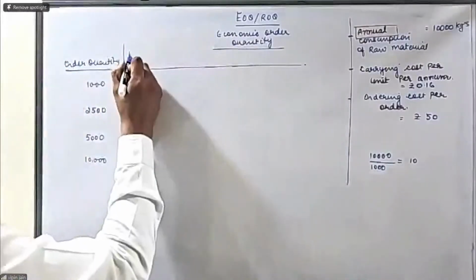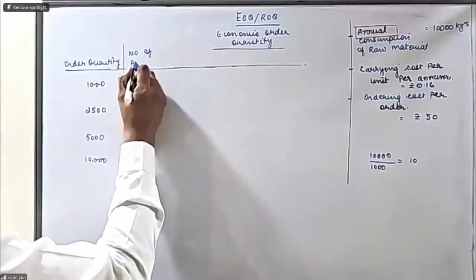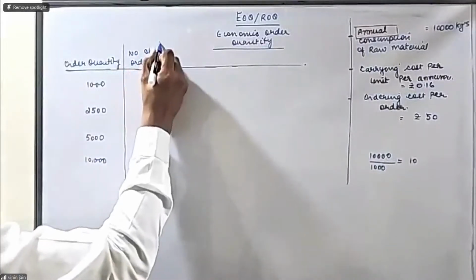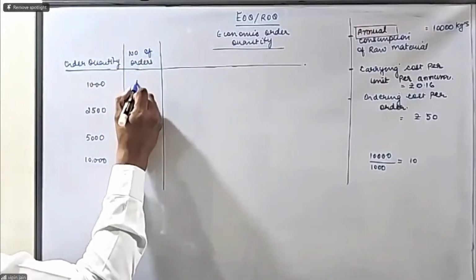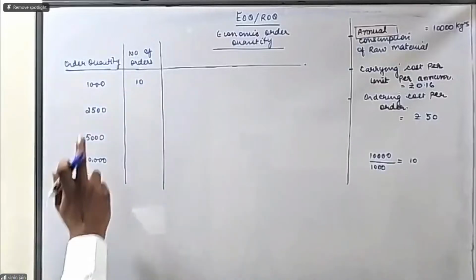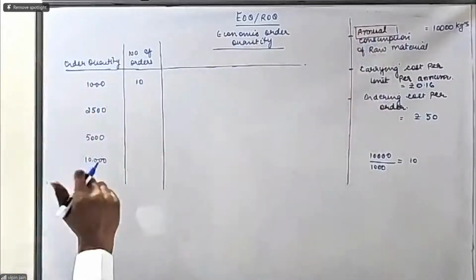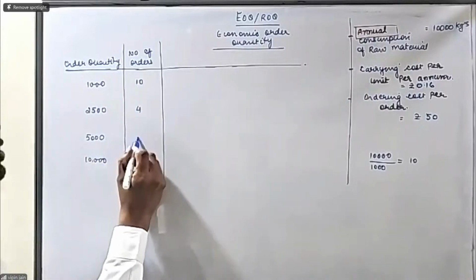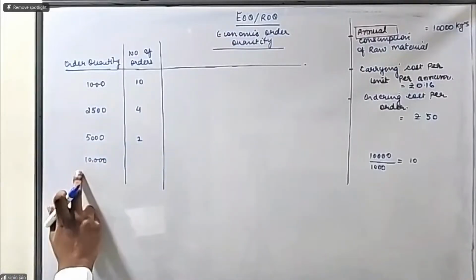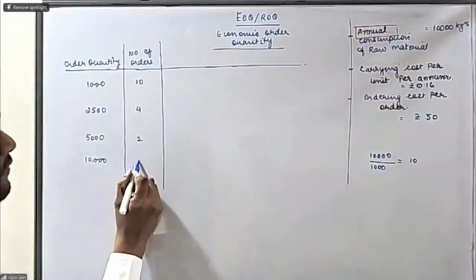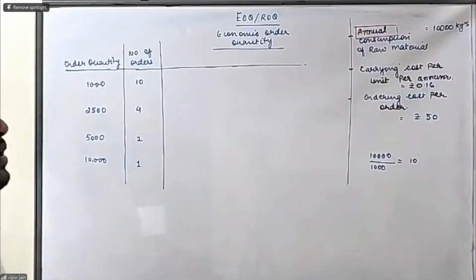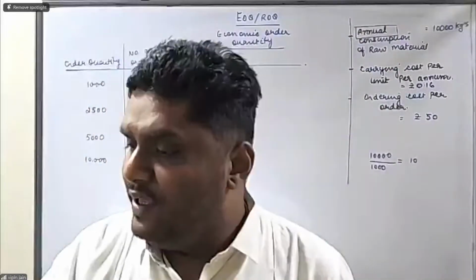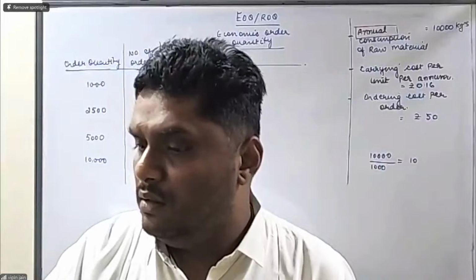So how many times will the order have to be placed? Herein, 10 times we have to place an order. Herein, 10,000 divided by 2,500, 4 times we have to place an order. Herein, 2 times we have to place an order, and with 10,000 units, only 1 time we need to place an order. Anyone having any doubts in this part?